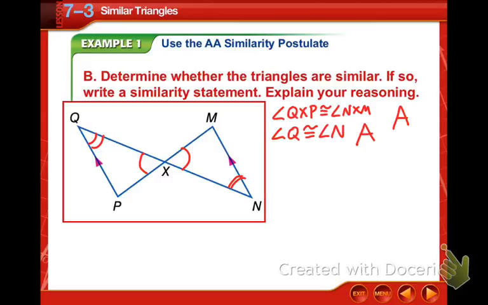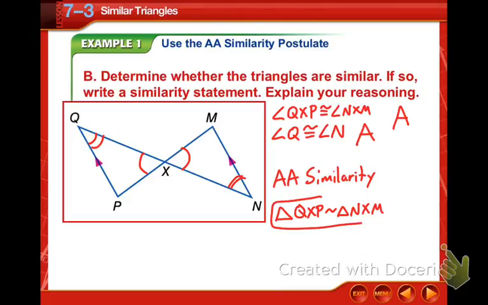There's our second A. We do once again have angle-angle similarity. So now again we just need to name them in a similarity statement. So triangle QXP is similar to triangle NXM. You notice I just used the name of the two angles at the beginning, the first pair of angles that were congruent. We just used those to name them since they did match up already.